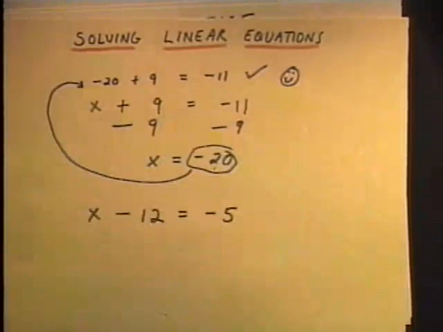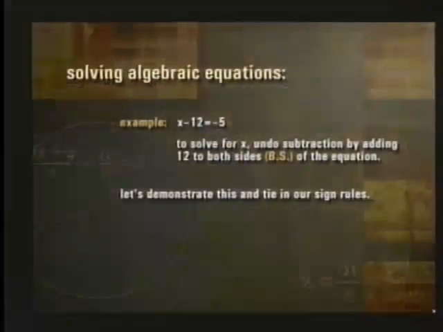Okay, on the next graphic, well, then Young, how do I attack subtraction? Here's a subtraction example. x minus 12 equals negative 5. To solve for x, undo subtraction by adding 12 to both sides of the equation.